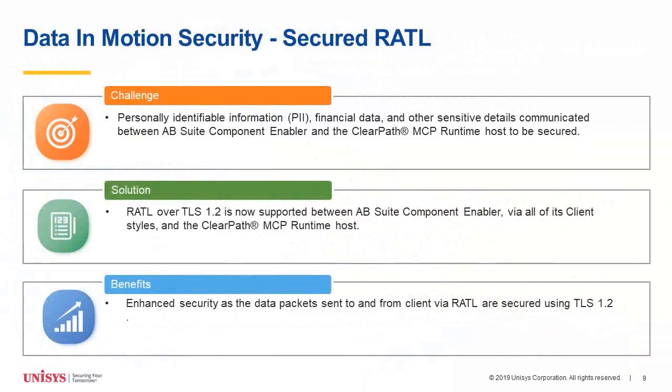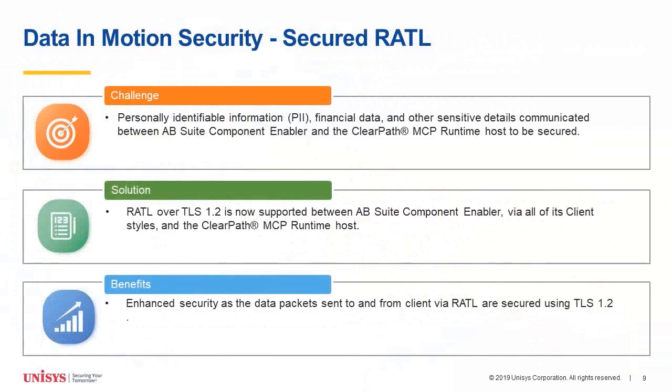So in the next slide, we're talking about the data in motion security. We are again seeing that clients, especially the financial sector clients or the public sector clients, have personally identifiable information or financial data that is being communicated between the AB Suite component enabler and the ClearPath MCP runtime host. So this needs to be secured.